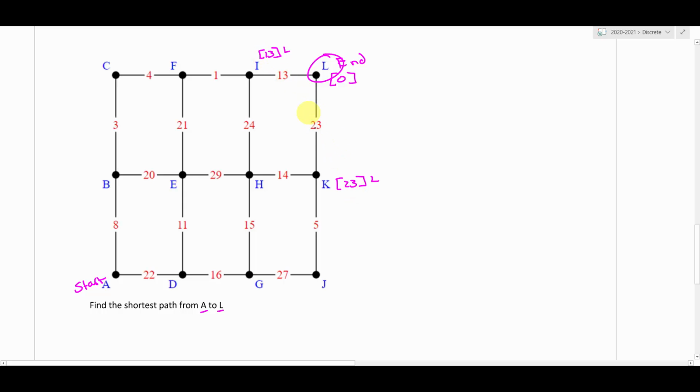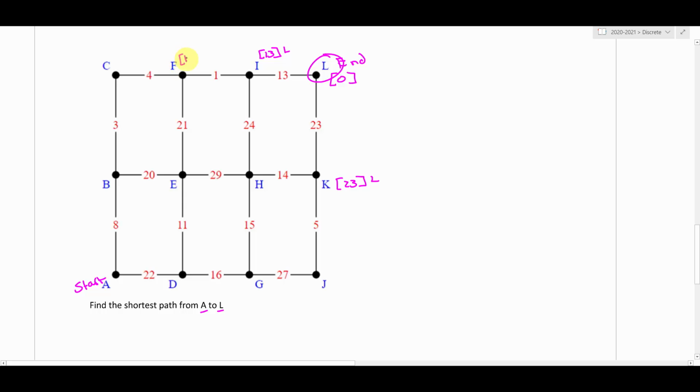I look at my 2 vertices that I've looked at. The shorter one becomes my current. So now I'm at I, and I have 2 edges that go into I, this 1 and the 24. So I'm going to go to F first. So we do 13 plus 1.